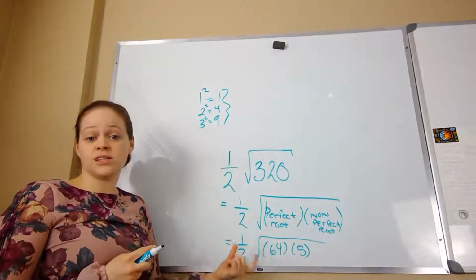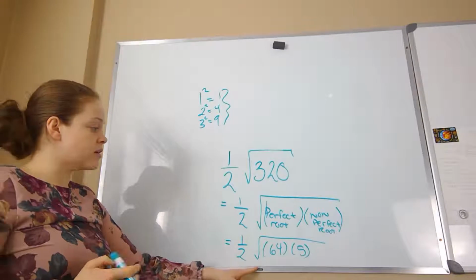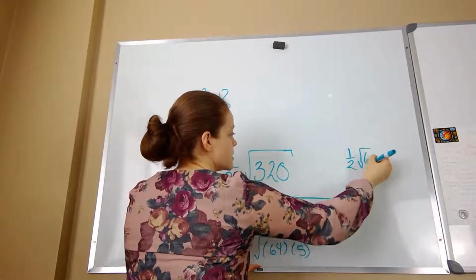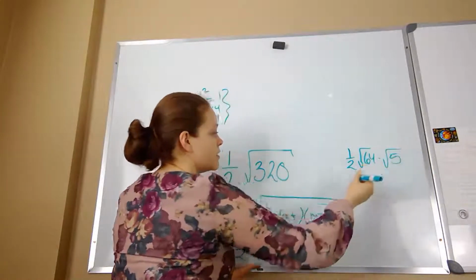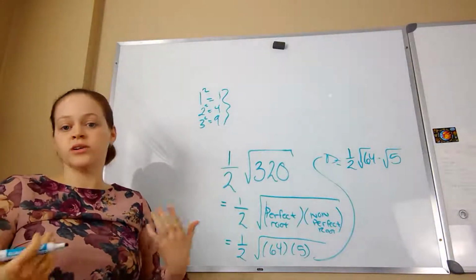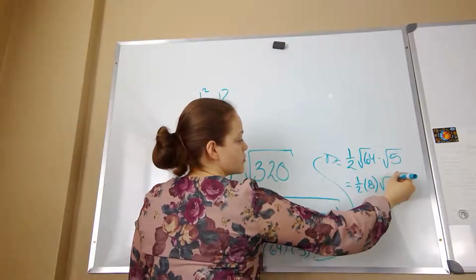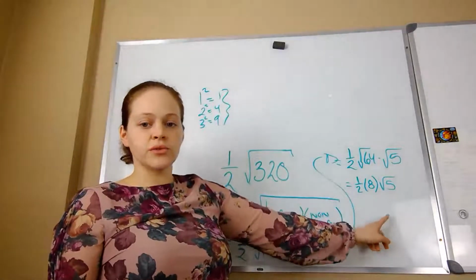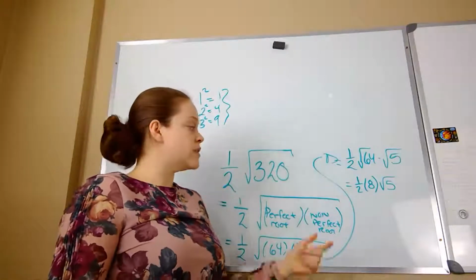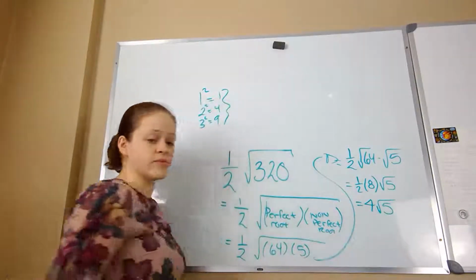Okay, and so 64 is a perfect root. It's 8. So when I separate that out, I can have 1/2 times root 64 times root 5. And then you take the root of 64, which is 8. So now you have 1/2 times 8 root 5. We leave the 5 under the root because we don't know root 5, and we don't want a decimal because that's the exact form. And then you just times 1/2 by 8. So this is just going to be 4. So you get 4 root 5.